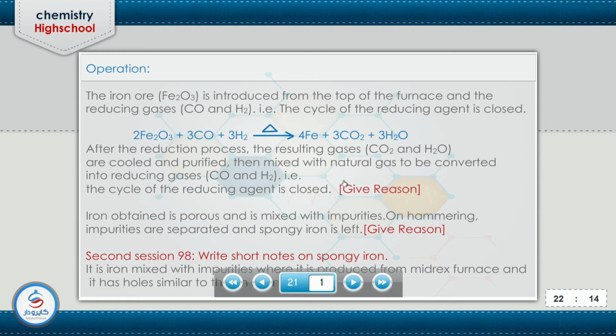So when we have a question, give a reason why the cycle of the reducing agent is closed. That's because the CO2 and H2O resulting from the reduction of ferric oxide in the Midrex furnace are cooled and purified, then mixed again with natural gas to convert into reducing gases again, CO and H2. The iron obtained is porous and mixed with impurities, which are separated by hammering, and spongy iron is left.